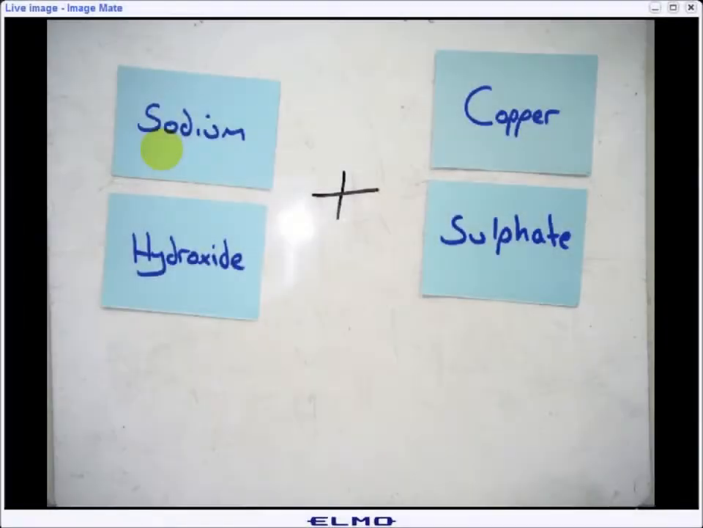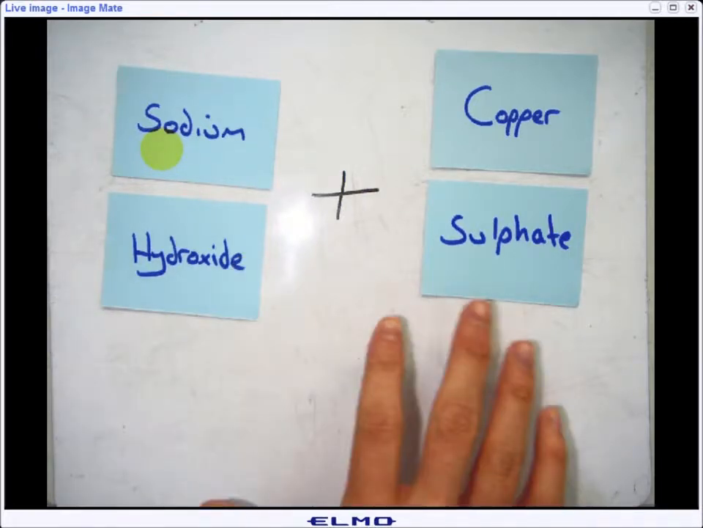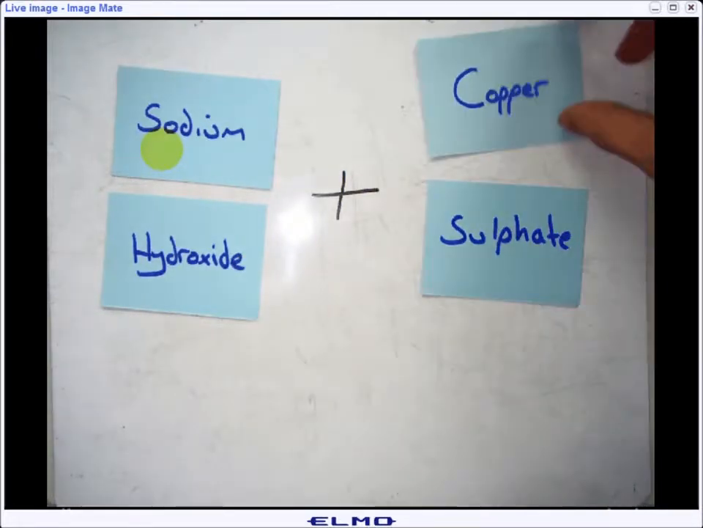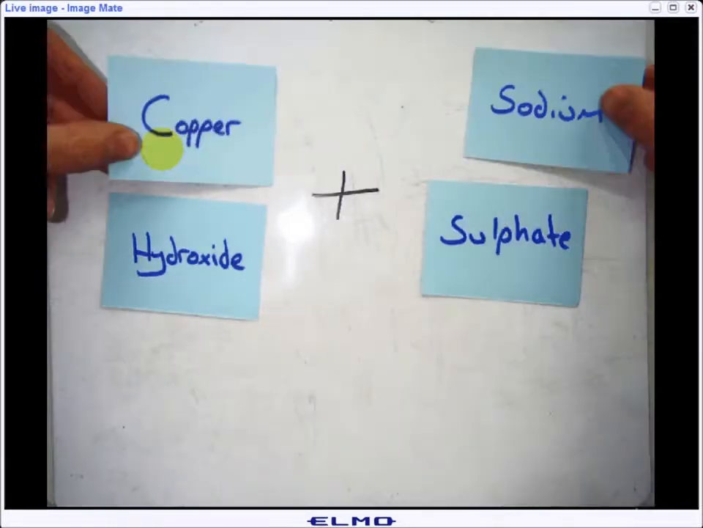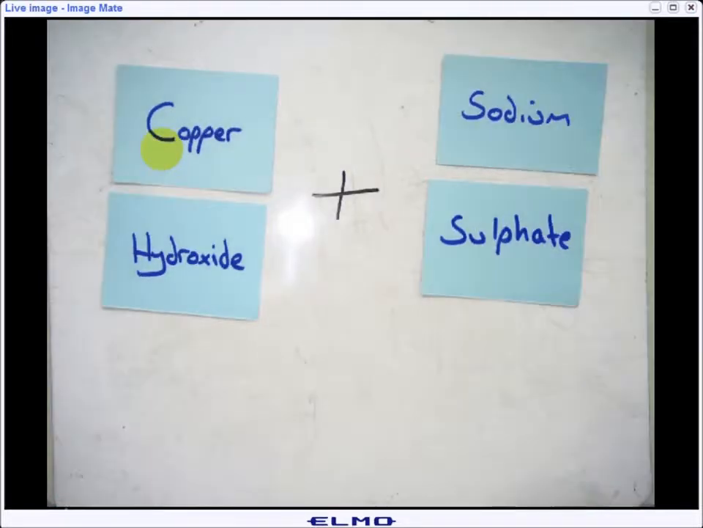In the example that I'm going to show you in a minute, I'm going to react two soluble solids together, sodium hydroxide and copper sulfate, and I'm going to produce an insoluble solid, a precipitate. To be able to name the products, it's nice and simple. All you need to do is swap the names around. So if I react sodium hydroxide and copper sulfate together, all I need to do is take the copper and the sodium names and swap them round. So I'll get copper hydroxide and sodium sulfate.